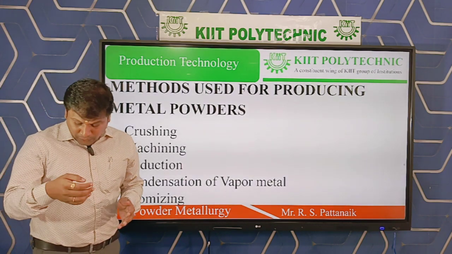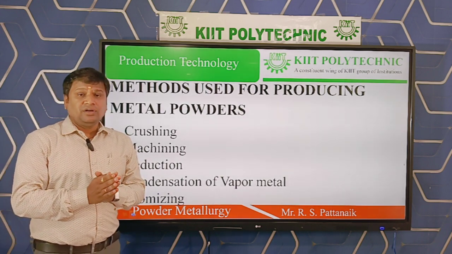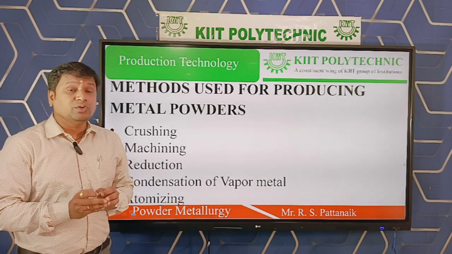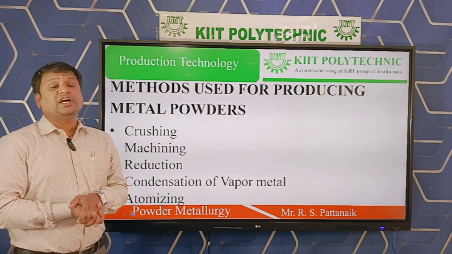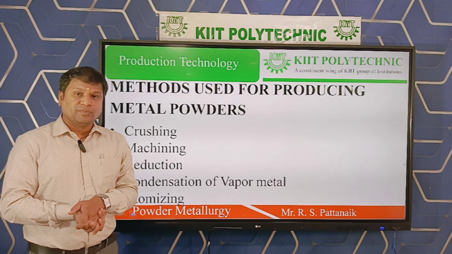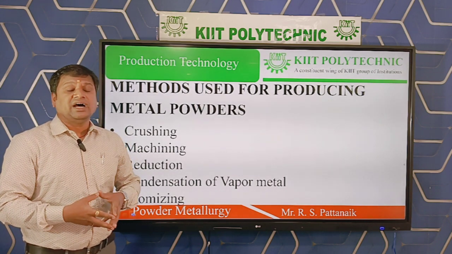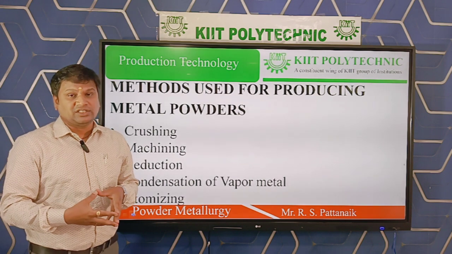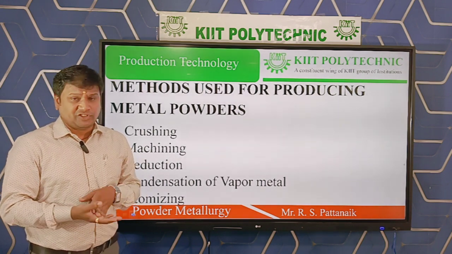Crushing is basically used for brittle metal. In this method, the metals are crushed in a crusher like a rapidly moving hammer, jaw crusher, etc.